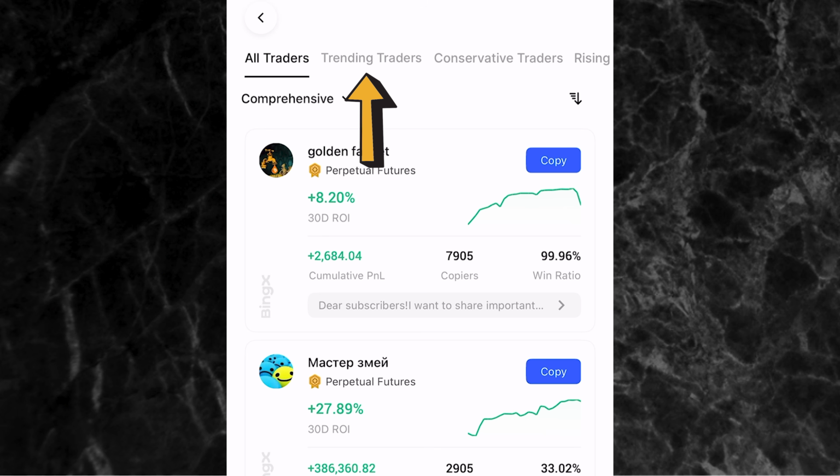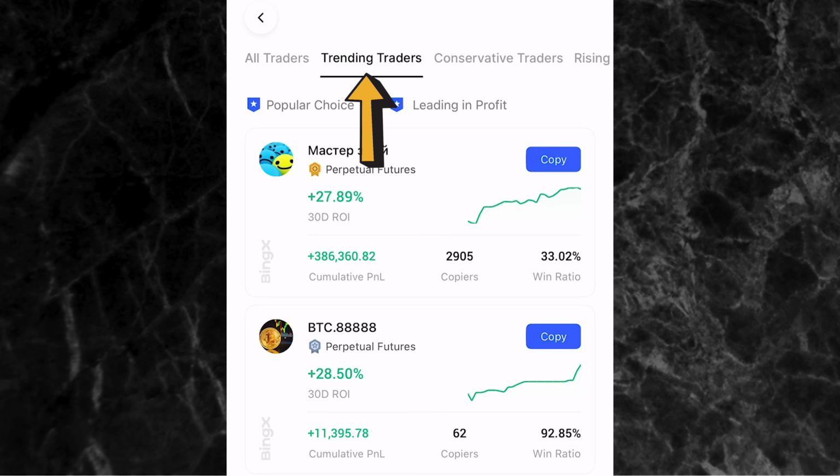Now, after these all traders, the next one will be trending traders. This is another category. So if I click on trending traders, this is showing you the traders that are currently trending on the copy trading page on BingX right now. So this will include maybe traders that are making the most money right now, or maybe traders that are getting a lot of followers right now, or maybe traders that are making a lot of profit right now, or maybe traders that are getting high win ratio. So it's just going to be showing you traders that are currently trending on the copy trading page right now.